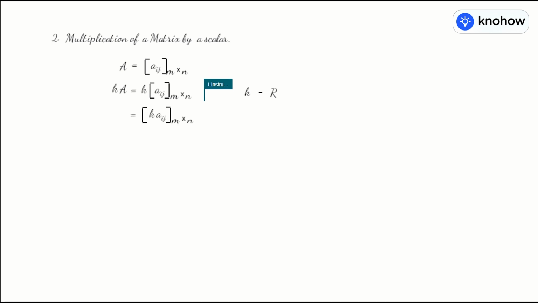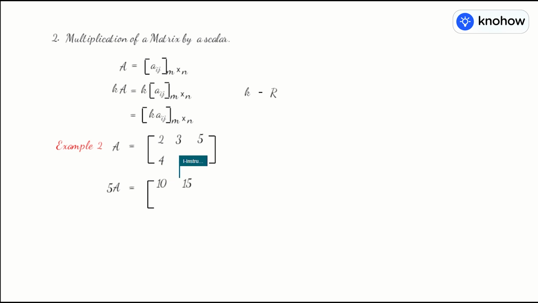For example, if I call it example 2, if A is as usual 2, 3, 5, 4, 0, minus 1 as I took in the previous example, then what will be the value of 5 times matrix A? Multiply each element by 5, you get 10, 15, 25, the elements of the first row, 20, 0, minus 5, the elements of the second row, and the order of this new matrix remains the same, 2 by 3, as the given matrix A.